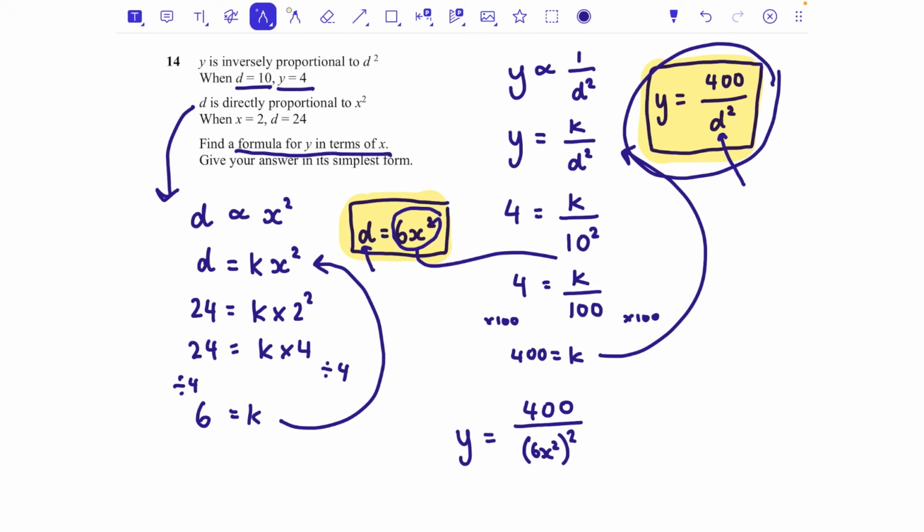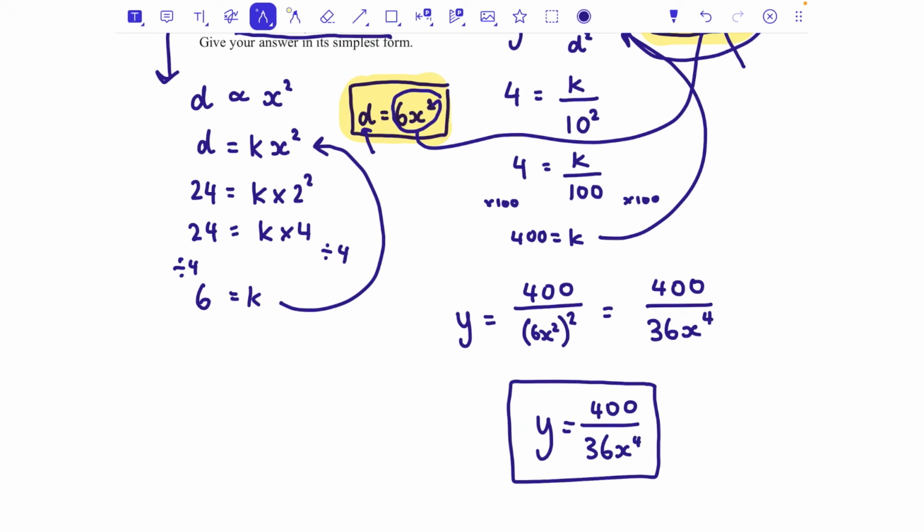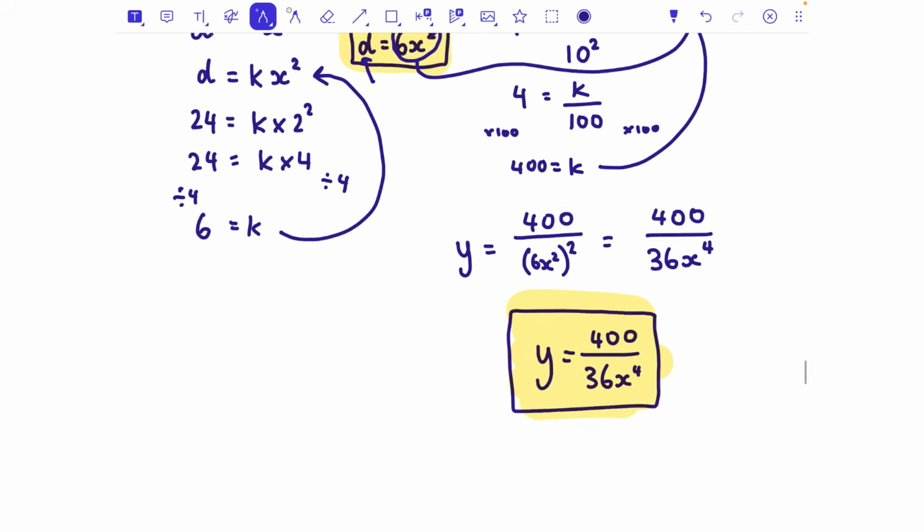So I've changed the d to be 6x squared, but I do have to square it. So that's going to be 400 over, and I've got to square everything in that bracket. So 36x to the power of 4. And that is your final answer. We now have a formula for y in terms of x, but a very difficult question, but one that we see fairly often, so worth taking some time to make sure you know how to do that.